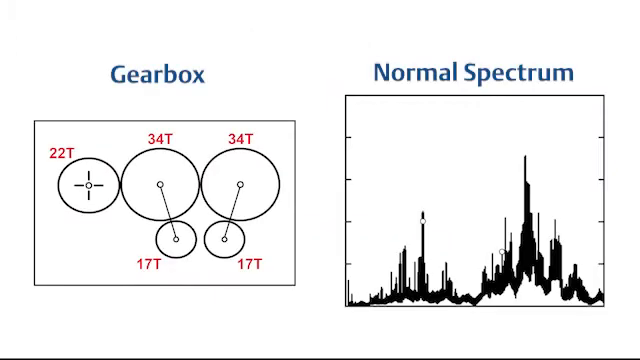Let's take a look at another example. In this gearbox drawing, we have 5 shafts, one input shaft with 22 teeth connected to a second shaft with 34 teeth. These shafts are connected to 2 more shafts, so we have one input shaft and 2 output shafts. The spectrum collected on the input shaft indicates quite a lot of energy, but also a lot of noise. This indicates a problem, but it is difficult to see a root cause in all this energy.